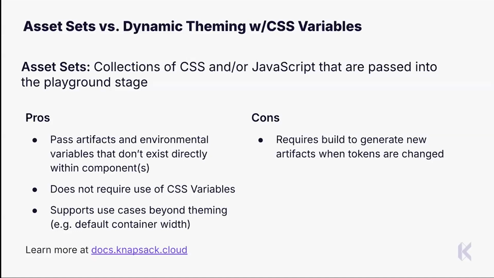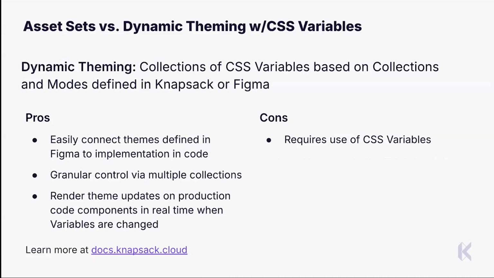Used to be the main way we did theming. And then Figma said, you know what? It shouldn't be name value pair. It should be name and whatever value depends on the situation. And so that's where what we refer to as sort of dynamic theming comes into play.